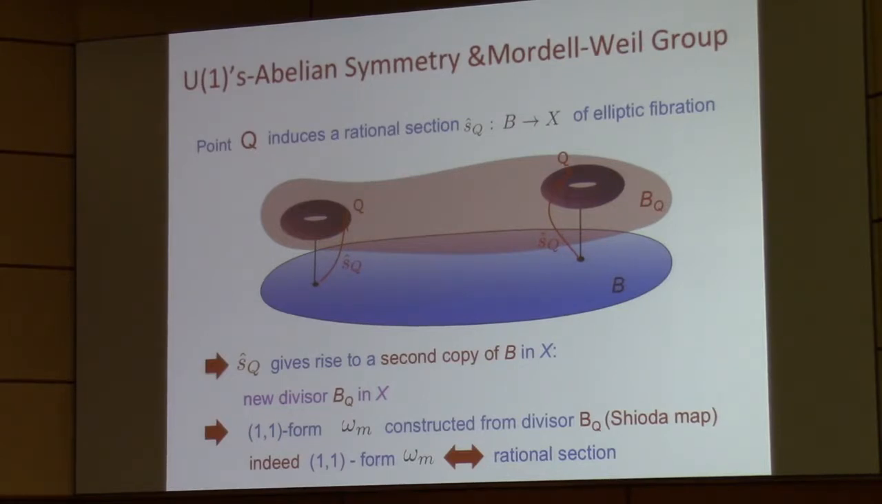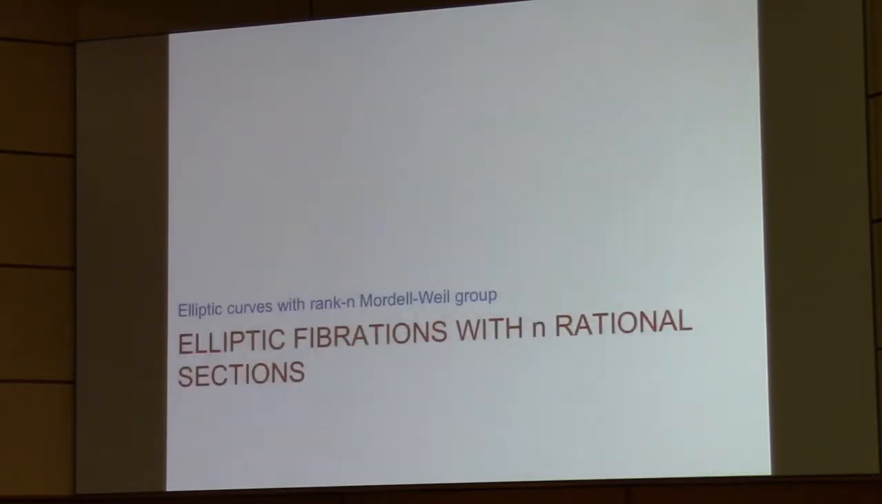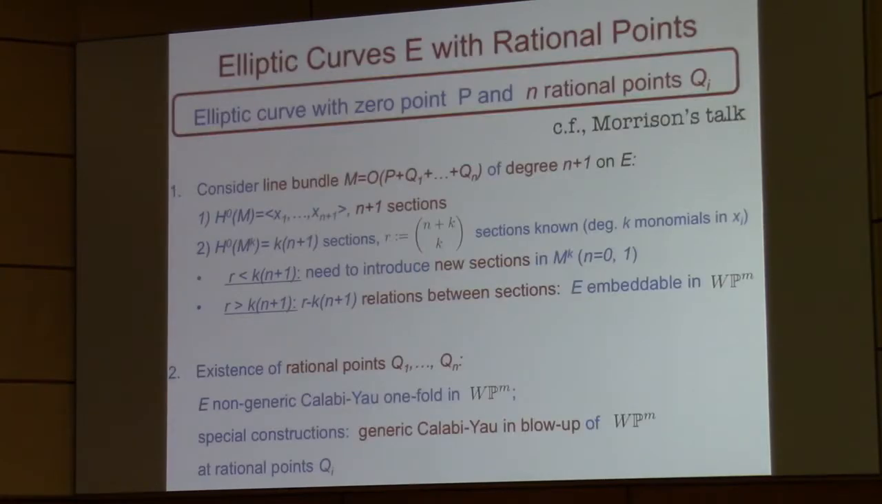So these rational sections are in one-to-one correspondence with (1,1) forms that support massless U(1) gauge bosons. So arguing this way, what we have to do to get non-Abelian gauge symmetries is to construct these non-local horizontal divisors by finding additional rational sections in the elliptic fibrations. Now, lucky for me, I understand that Dave Morrison was discussing some of these topics, how one can in principle systematically find a number of rational points on an elliptic curve, in addition, of course, to the 0 point.